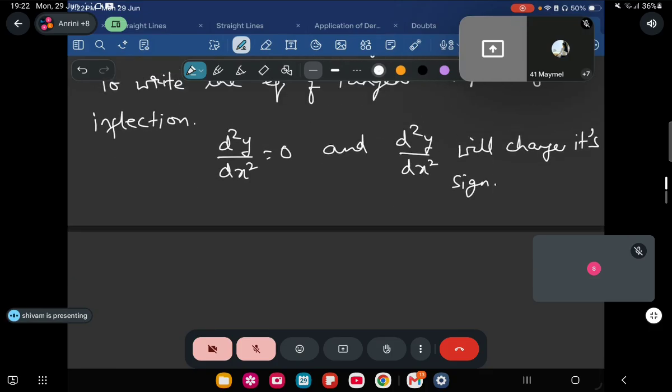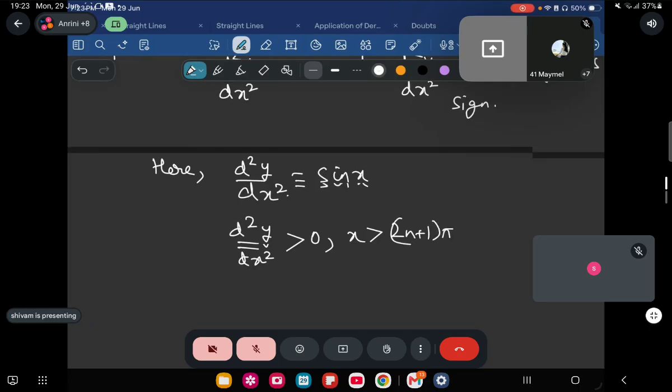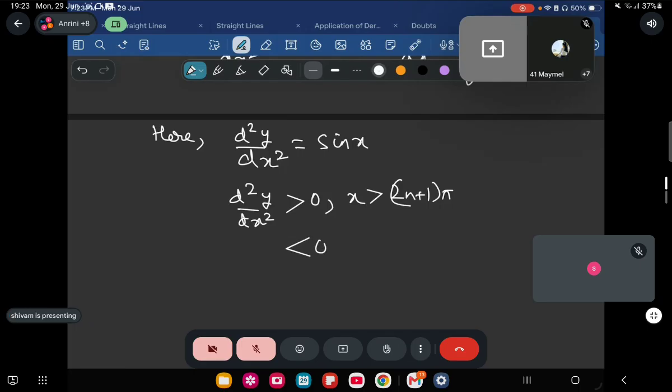Next. So over here, what is d2y by dx squared? d2y by dx square will be equal to sine x. And where does the sign change? d2y by dx square will be greater than 0 when x is greater than (2n plus 1) whole pi, and it will be less than 0 when x is less than (2n plus 1) whole pi.